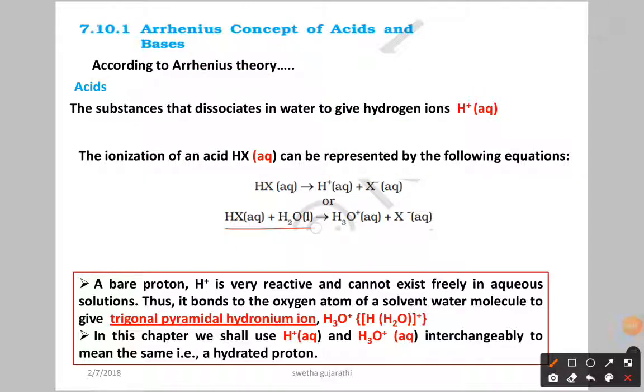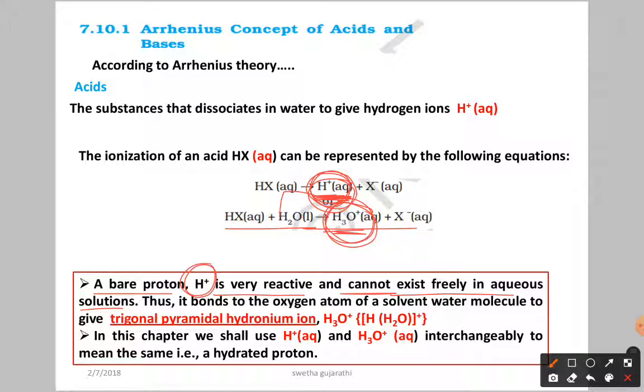So here we have one concept: what is the specialty of H plus? A bare proton, simply H plus alone, is very reactive and cannot exist freely in aqueous solution. What does this mean? Here we are writing H plus, but H plus cannot exist as only H plus. H plus will combine with H2O and give the hydronium ion, H3O plus.